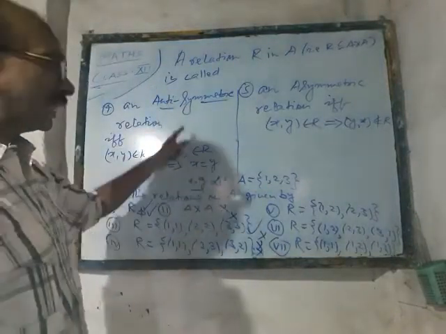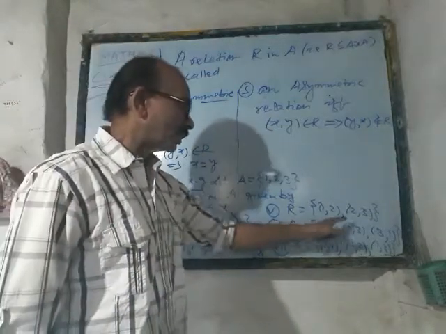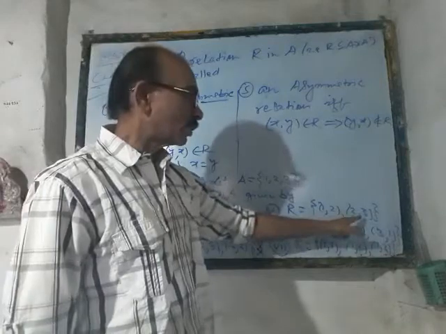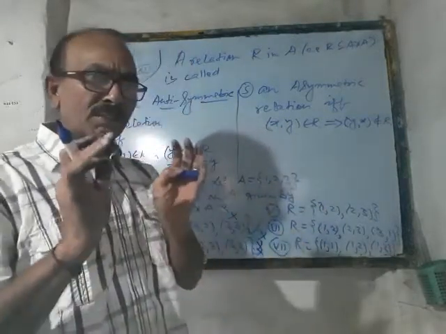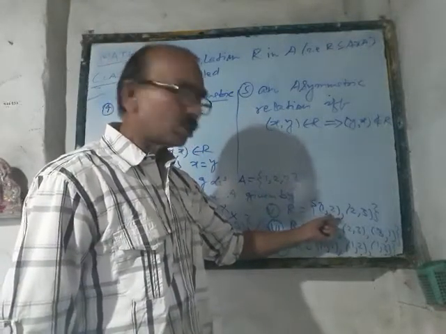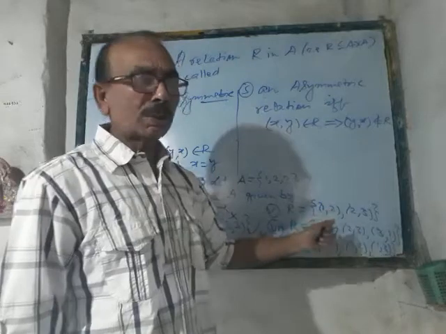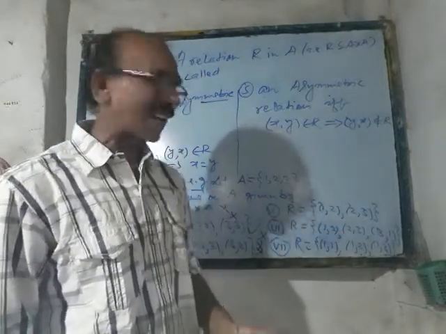That means neither antisymmetric nor asymmetric. Likewise, the fifth one, just go on watching. 1, 2 is there, 2, 3 is there. Here you just watch very carefully. 1, 2 is there. Does 2, 1 lie over there? No, that doesn't lie. 2, 3 is there, and the symmetry of 2, 3 is also not lying over there.